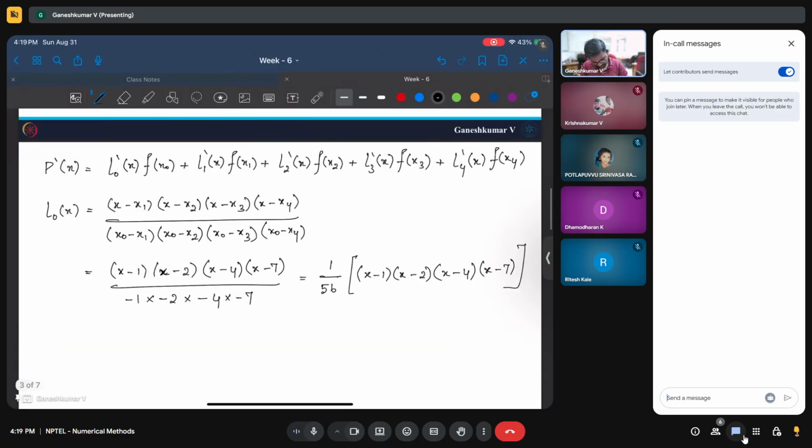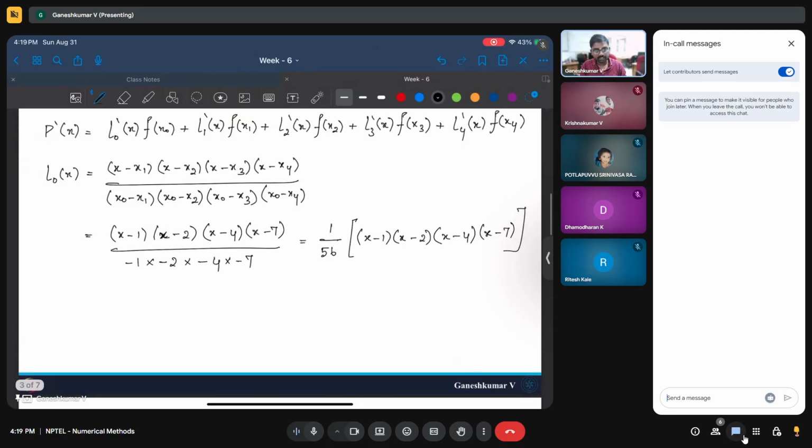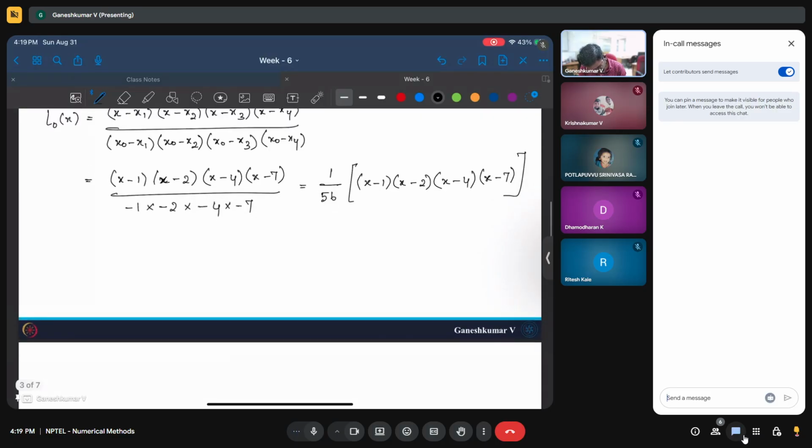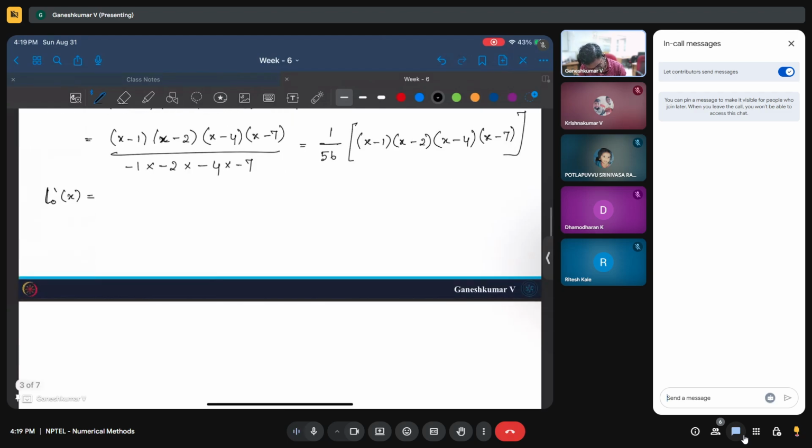Okay, but we cannot substitute L naught. We need to have L naught dash of x. So which means we need to differentiate this Lagrange coefficient with respect to x. Okay, so let's do it here itself. L naught dash of x is equal to, how do we do it? So 1 by 56 is common. Let's keep it out. So these things are in multiplication.